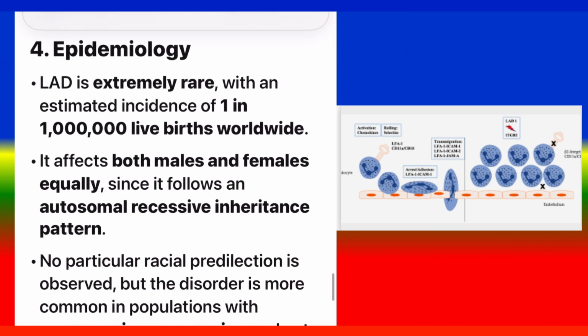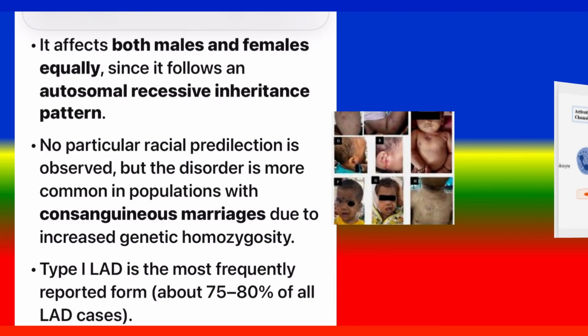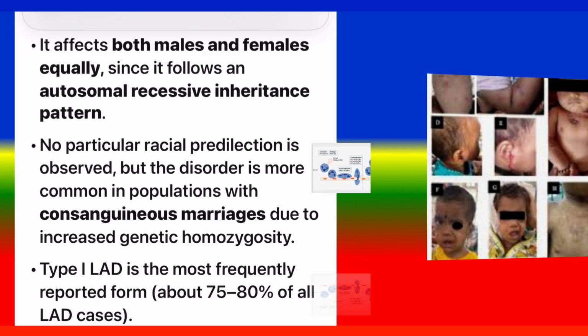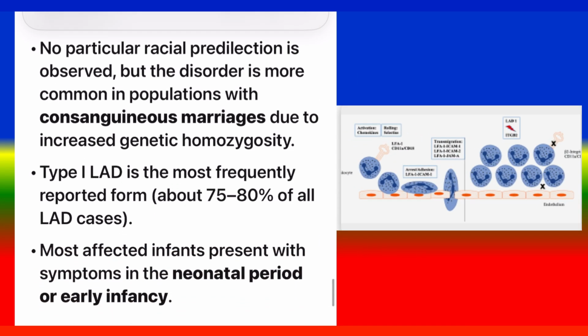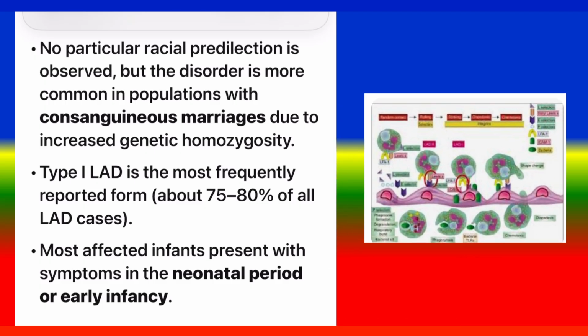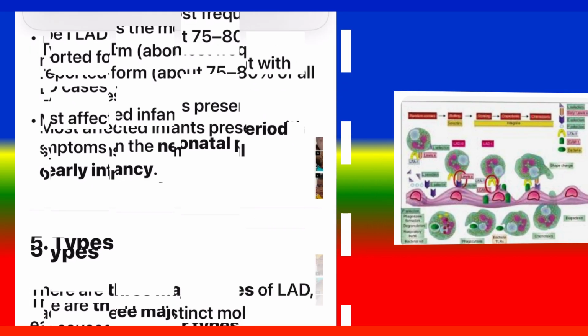Number 4. Epidemiology. LAD is extremely rare, with an estimated incidence of 1 in 1,000,000 live births worldwide. It affects both males and females equally, since it follows an autosomal recessive inheritance pattern. No particular racial predilection is observed, but the disorder is more common in populations with consanguineous marriages due to increased genetic homozygosity. Type 1 LAD is the most frequently reported form, about 75 to 80% of all LAD cases. Most affected infants present with symptoms in the neonatal period or early infancy.